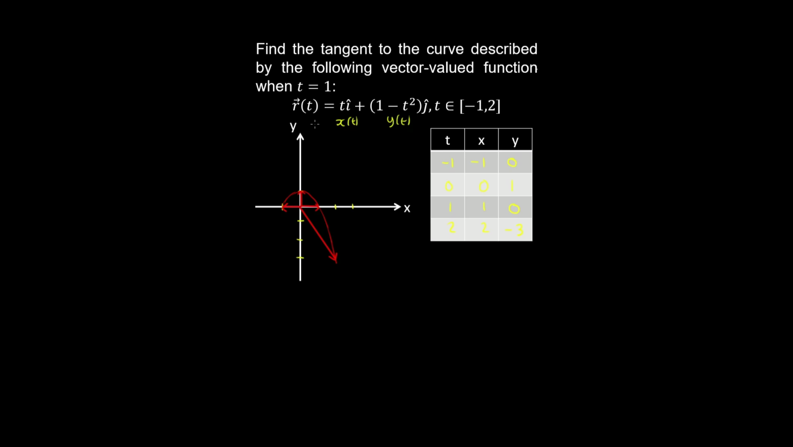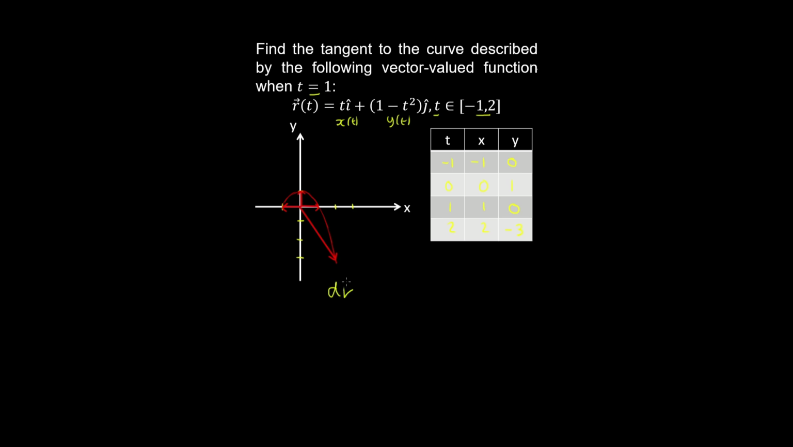So we plotted the curve described by this vector valued function, which is a parabola, from t equals minus 1 to 2. And now we're asked to find the tangent to the curve described by the following vector valued function when t equals 1.